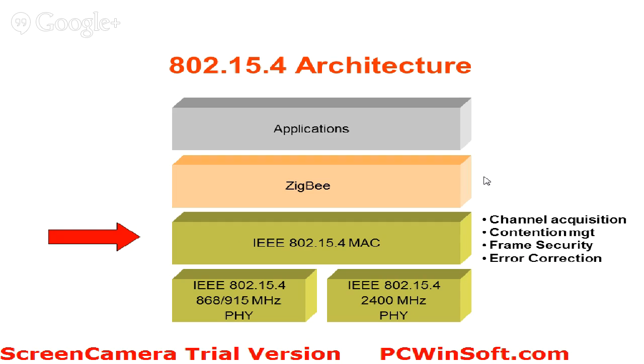Then there is the 802.15.4 MAC layer. This is basically the data link layer which manages the link of the hardware and sits above the physical layer. The tasks associated with it are channel acquisition and retention management. ZigBee follows CSMA-CA. Then frame security and error correction to an extent to ensure the reliability of the data.